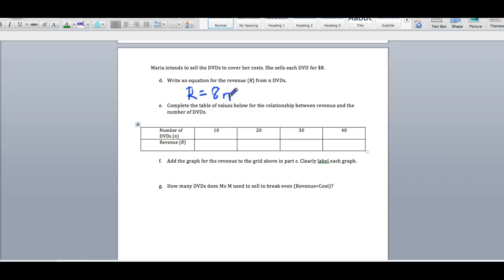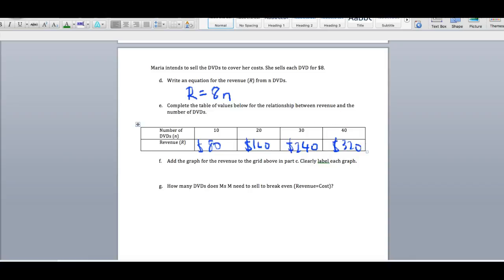Question E, complete the table of values for this. So we're just substituting it in. If we sold 10 DVDs, we get $80. Sold 20 DVDs, we get $160. 30 DVDs, testing my maths, 240, and then 40 DVDs, 320. Now we have to add the graph to the previous one. And then question G, how many does Miss M need to sell to break even?